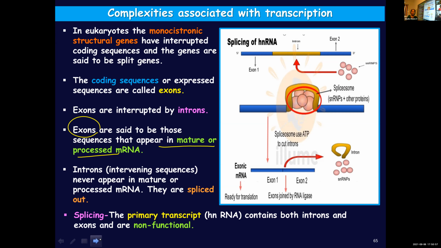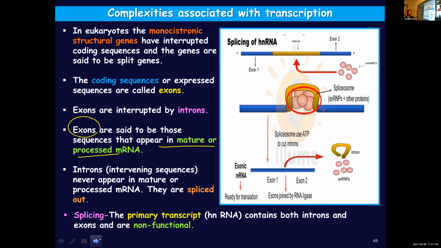And later it will undergo several transformations or changes. Only then will this precursor of messenger RNA, that is hnRNA, change into messenger RNA. Clear? So in hnRNA, both exons and introns will be there. But once it is polished, once the processes are completed, we get messenger RNA. In messenger RNA, only exons will be present. Introns will be removed.